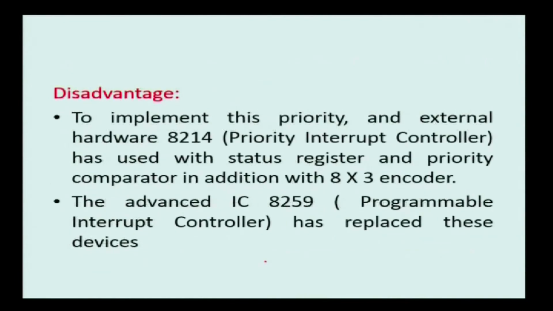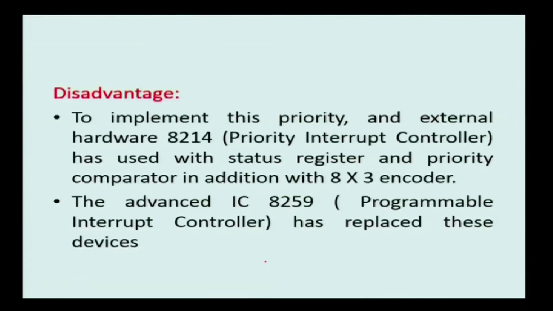So, during the implementation of the priority encoder, we have to additionally use a separate IC, which is the 8214 with the status register and priority comparator. The cost increases when the number of circuits increases, and the complexity also increases. So, to avoid that, recently they are using the 8259, which is a programmable interrupt controller that is more supportive for generating the interrupts based on the priorities without any disturbance.